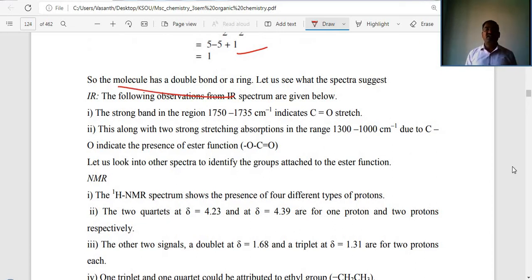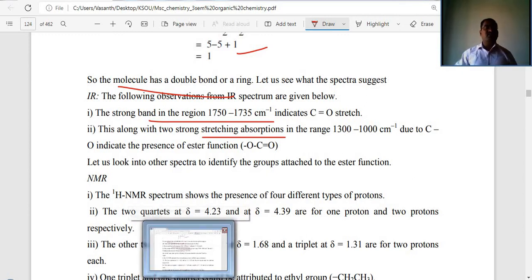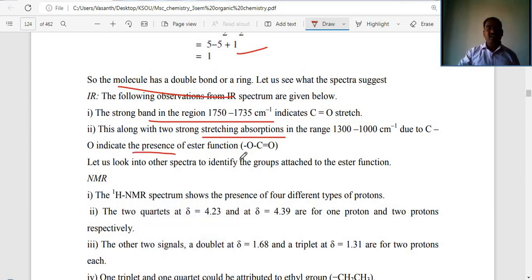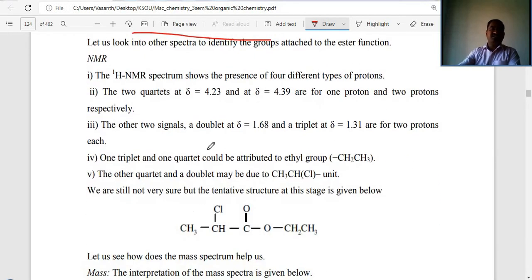Let us see what the spectra suggest. IR spectrum given below: the strong band in the region 1750 to 1735 centimeter inverse indicates C=O stretch. This, along with two strong stretching absorptions in the range 1300 to 1000 per centimeter due to carbon-oxygen, indicates the presence of ester formation.